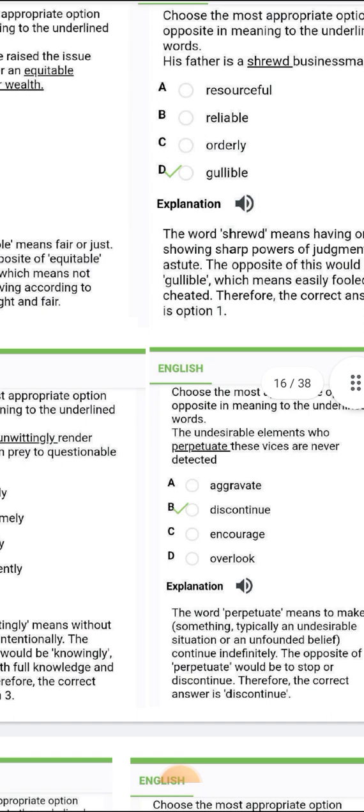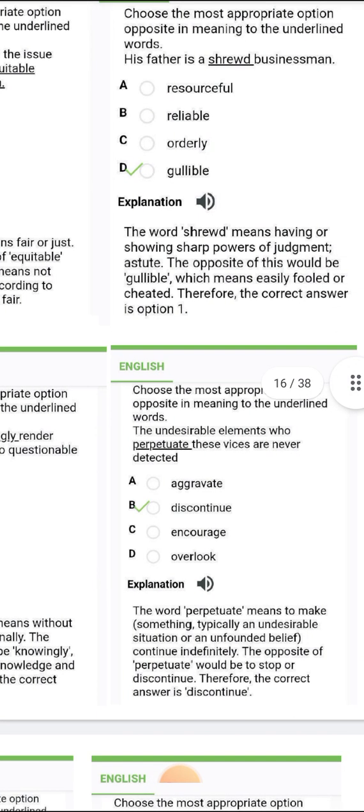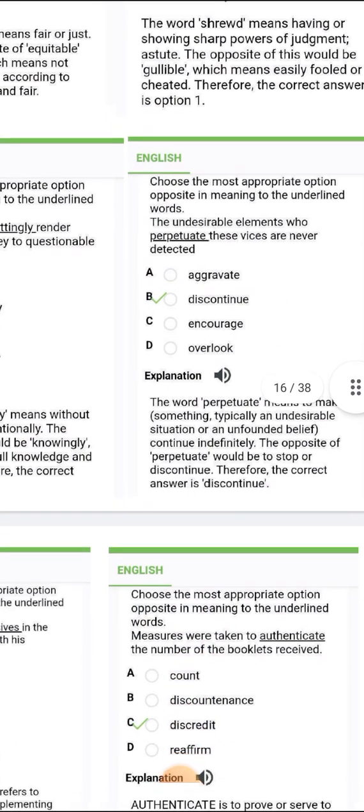The next one is perpetuate. The opposite word here is discontinue. The word perpetuate means to make something, typically an undesirable situation or an unfounded belief, continue indefinitely. The opposite of perpetuate will be to stop or discontinue. Therefore, the correct answer is discontinue.